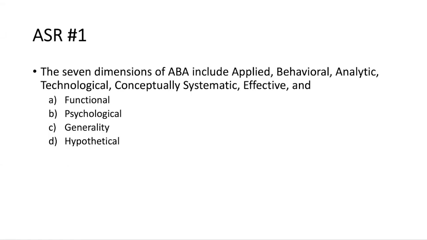And what we're going to do, like we always do, is start with our ASRs. The 7 dimensions of ABA include applied, behavioral, analytic, technological, conceptually systematic, affective, and A, functional, B, psychological, C, generality, or D, hypothetical. The correct answer here is C, generality.